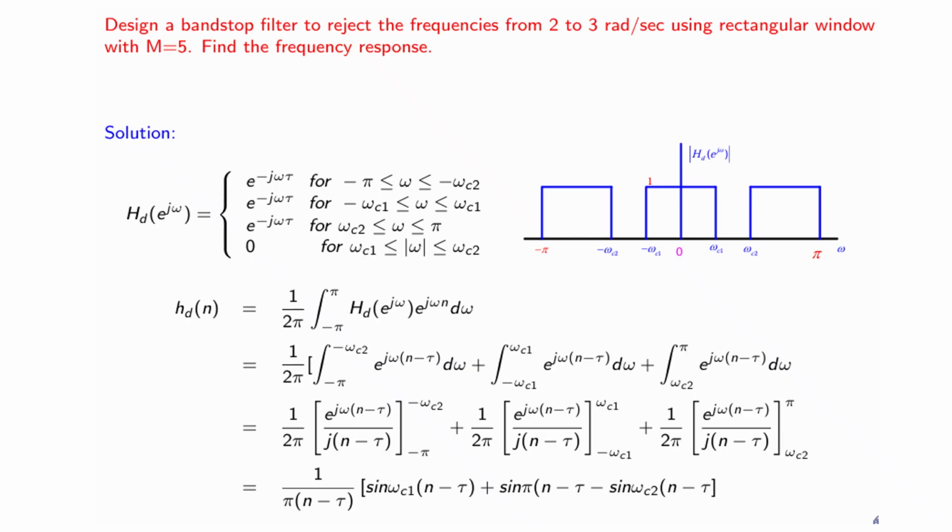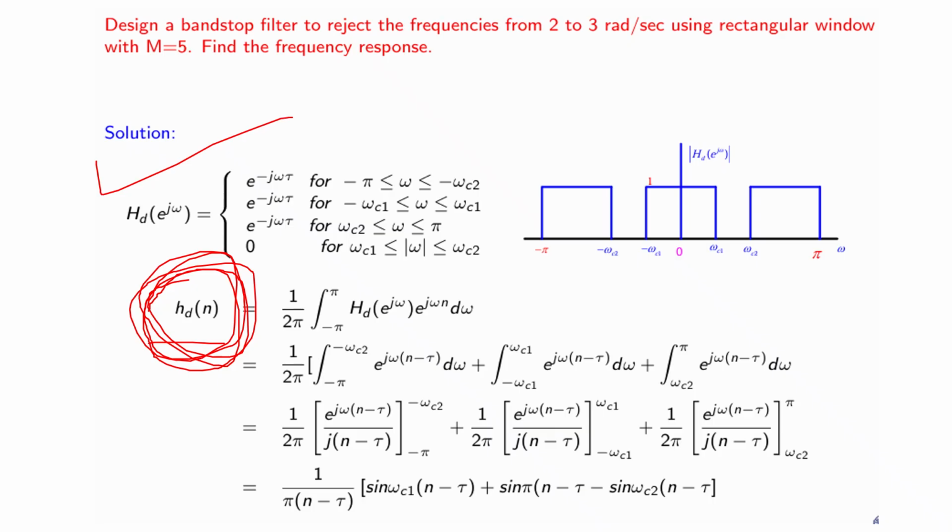The major thing, the crux, is that first get h_d(n), the time domain transfer function, using the inverse transform. Why the inverse transform? Because these rectangular functions are given in the frequency domain. So first, how will you convert into the time domain? Why are we converting into the time domain? Because we know the window in the time domain, right? After that, we can also get the impulse response in the time domain.